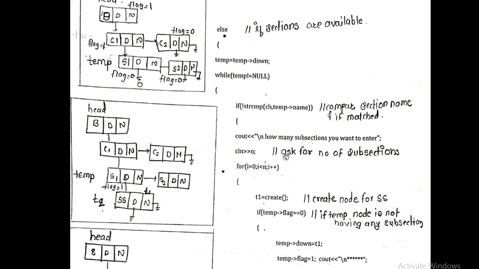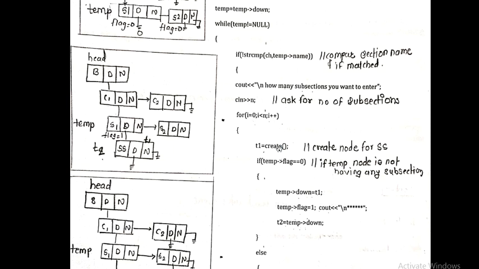right? So before that we have to search for the section name, whatever section was entered by the user, whether that section is available in this linked list. So how are we going to find that out? We have to ask for the section name, and compare that name of section given by the user with the temp of name. Now temp is my section linked list, right? So we compare that, and once we find the name of the section, we have to ask the user how many subsections you want to enter. So we are asking the number of subsections.